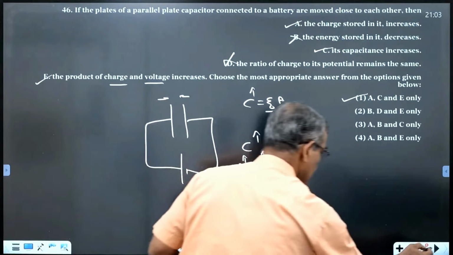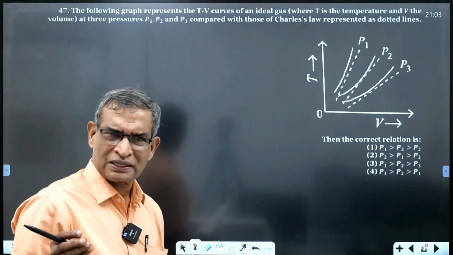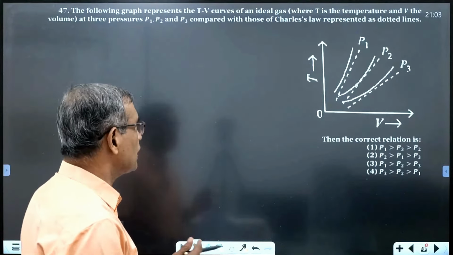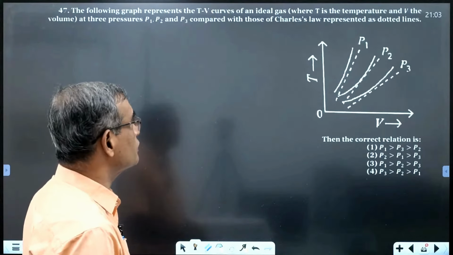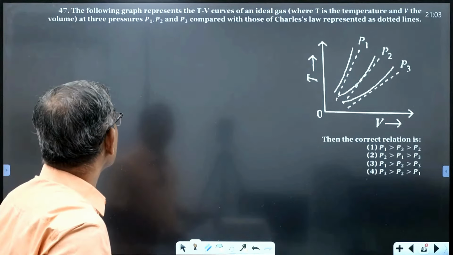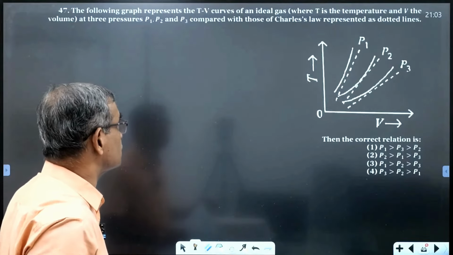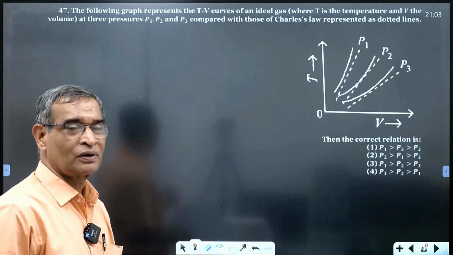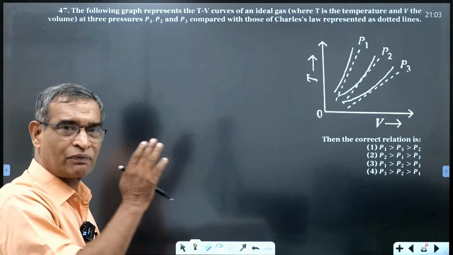Next question, 47. Now there is a little more clarity needed for this question. Let us go to the question. The following graph represents the T-V graph of an ideal gas, where T is the temperature and V is the volume, at three pressures P1, P2, P3, compared with that of Charles law, represented by the dotted line. What about this graph? There is a deviation.